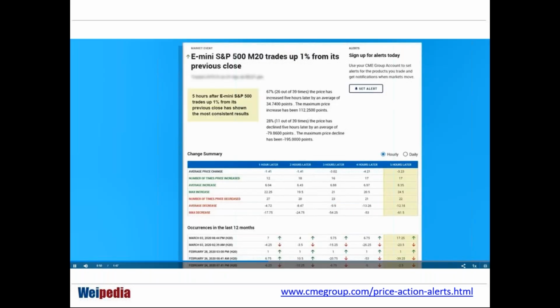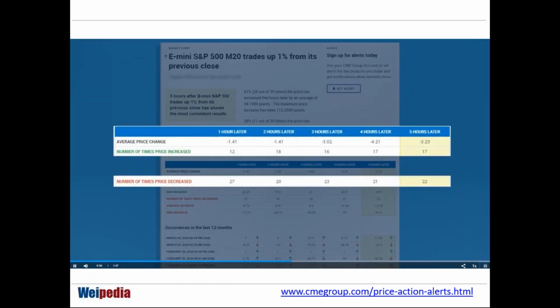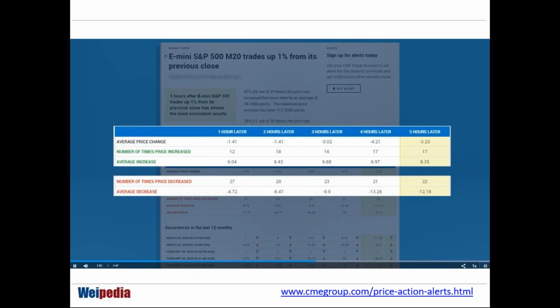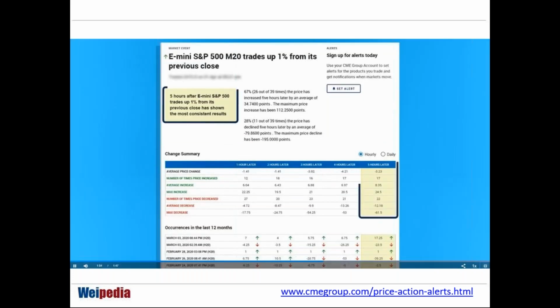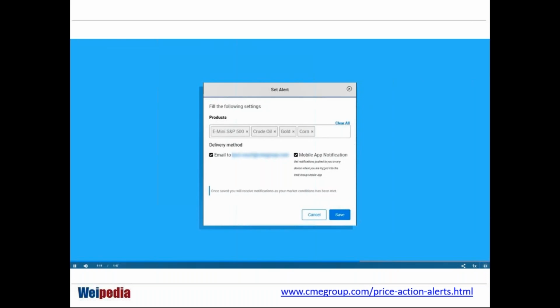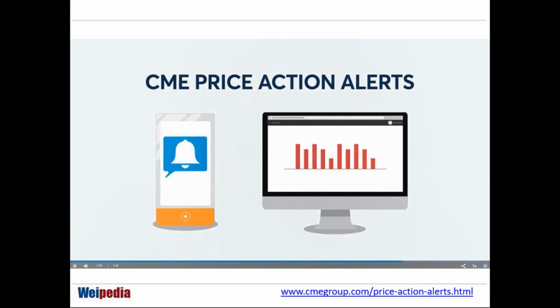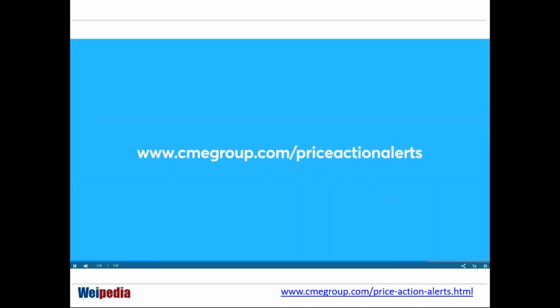Clicking on the alert allows you to dive deeper into the historical data analysis. The historical data provides the percentage of time the market price has subsequently increased or decreased in the average and maximum price movements. The most significant analysis from the historical data is highlighted for easy reference. You can subscribe to CME price action alerts for any of CME Group's top products. Alerts can be sent via email or push notifications through the CME Group mobile app. CME price action alerts combine real-time price events with the power of historical data, enhancing your ability to make efficient, informed trading decisions. Subscribe today.